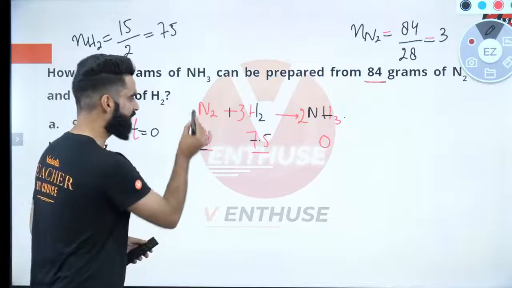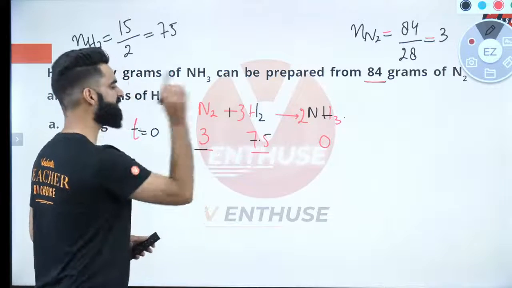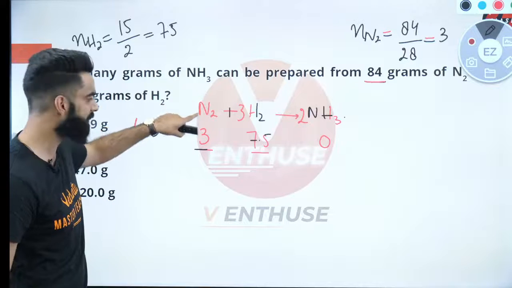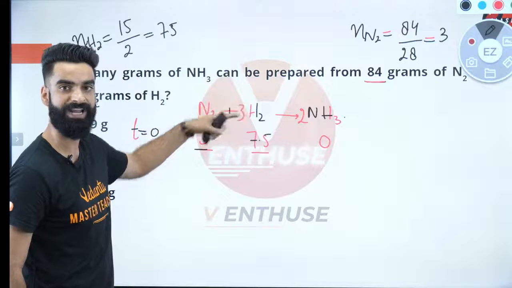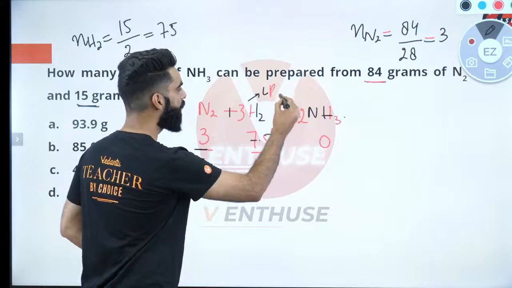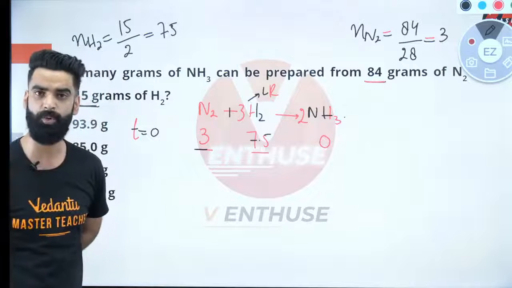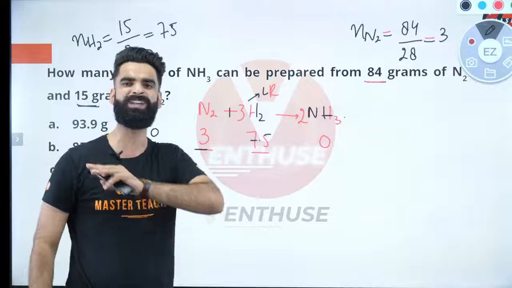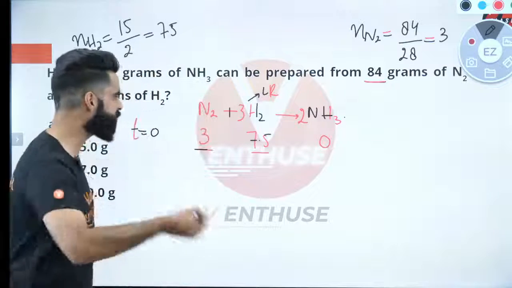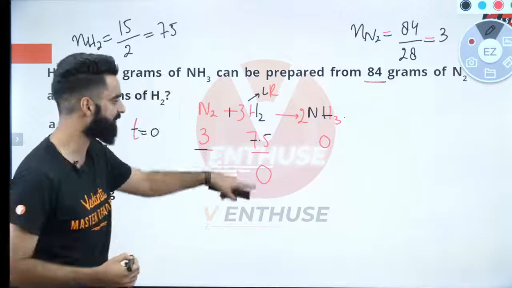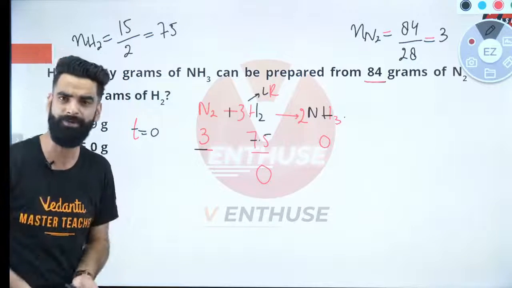Now it's time to identify which one is the limiting reagent, correct? I just have to divide these moles by their respective stoichiometric coefficients. This is 3 divided by 1, that is 3. 7.5 divided by 3 will be less than 3. So I would say H2 is my limiting reagent over here. If H2 is the limiting reagent, H2 is going to get completely exhausted. When the reaction stops, the number of moles of H2 would be 0, right?